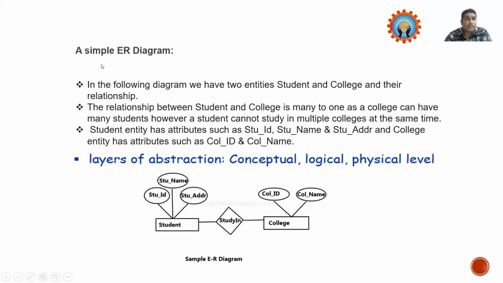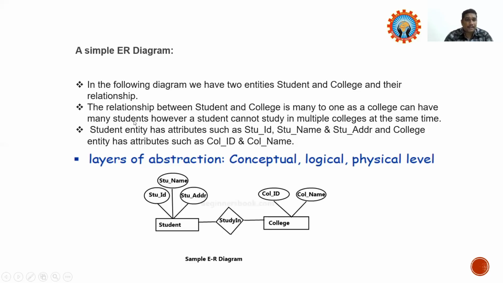So next, we are moving to an example called a simple ER diagram. In the following diagram, we have two entities, student and college, and a relationship by means of studying. Student studies in college; that is the relation. Studying is an instance. The name of a relationship is simply an instance.